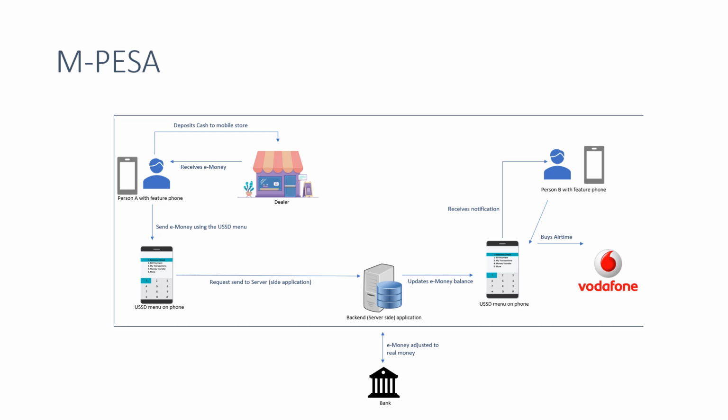The USSD menu is driven by the backend server-side application, which is on the telco provider side, and the money transfer update request is received by the server-side application, which updates the e-money balance for person B. It's all e-money, but it also corresponds to real money, but that part is taken care of by the telco. So the telco can open one big bank account and create multiple virtual e-money accounts. All the money goes to one bank account only, which is of the telco.